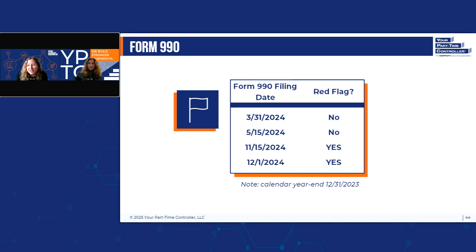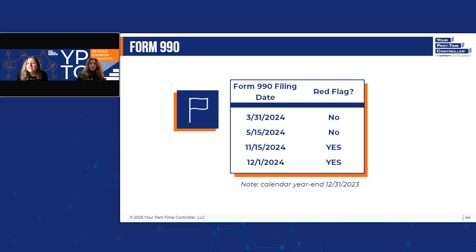So if you have to file your 990 before your audit's complete just to avoid penalties and fees to meet that deadline, that's going to be a glaring red flag. And if you have to amend your 990 once your audit's complete, that is always going to be a red flag.